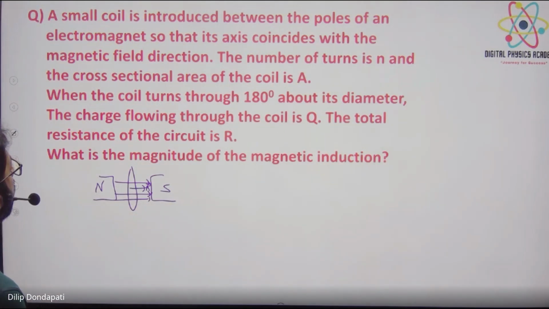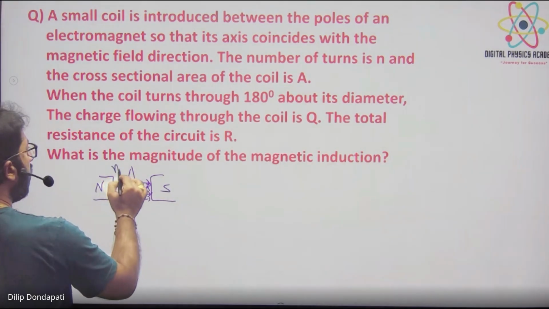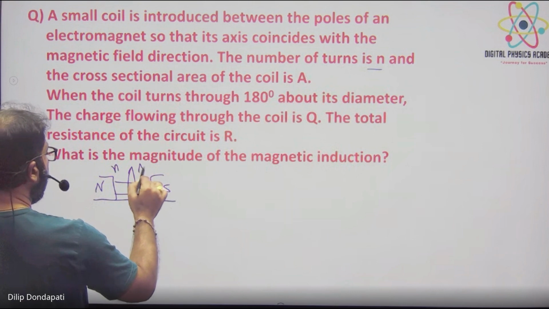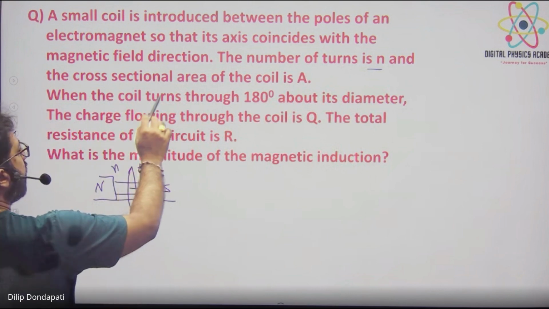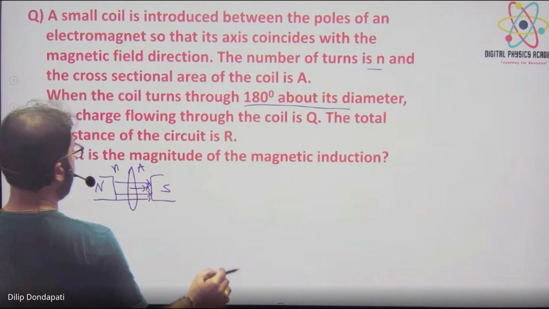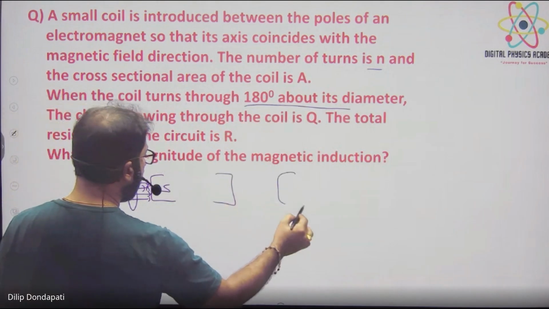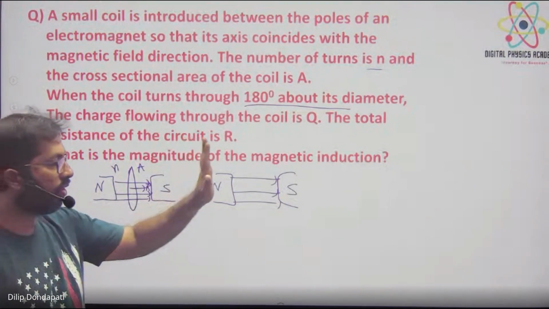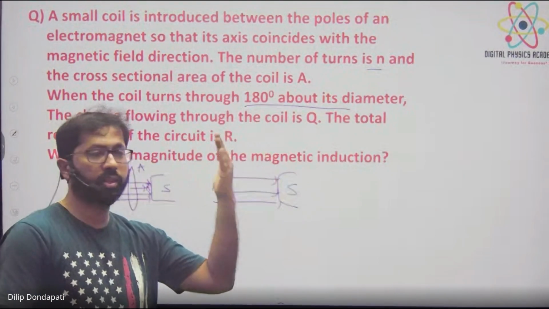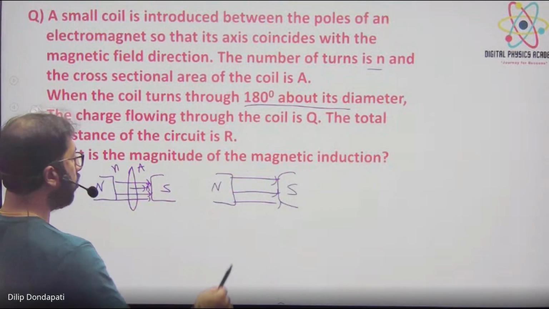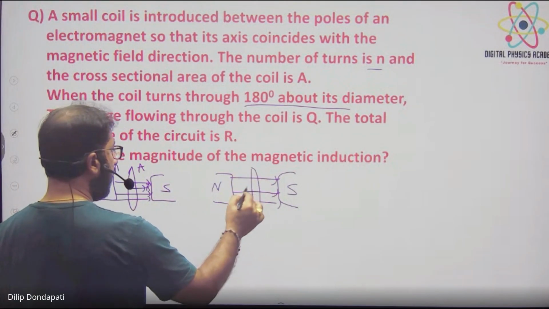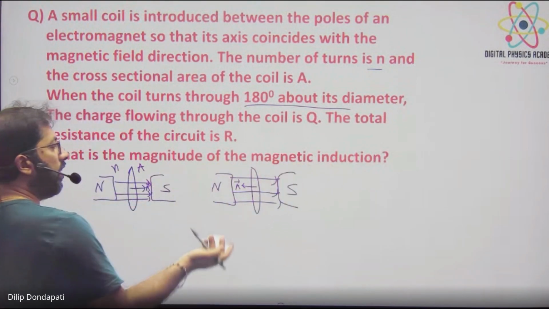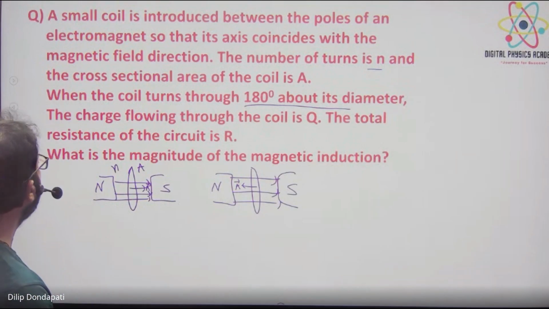The number of turns is n. The cross-section area of the coil is A. When the coil is turned 180 degrees about its diameter, the magnetic field is the same, we are not changing it. Turning 180 degrees means rotating it to exactly the opposite direction. The area vector has now changed to this, so the angle between the magnetic field and the area vector is 180.